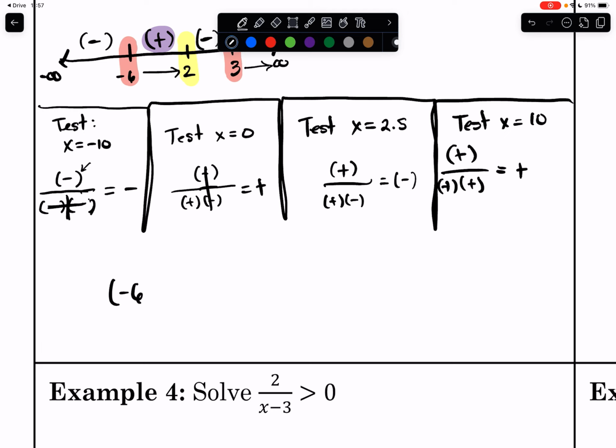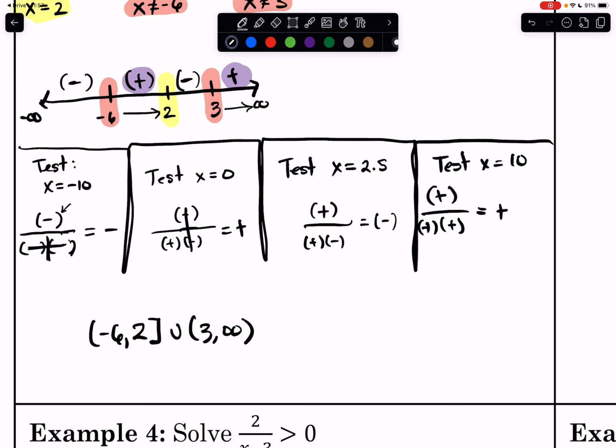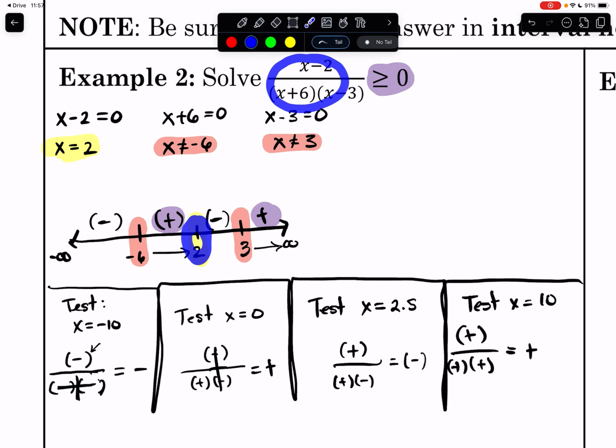So the interval would be from -6 to 2 and from 3 to infinity. Now, why is the 2 again? Let me emphasize this. Why is 2 the only one that has a bracket? Is because that's the only 0. That's the only place where this entire thing is going to equal 0.